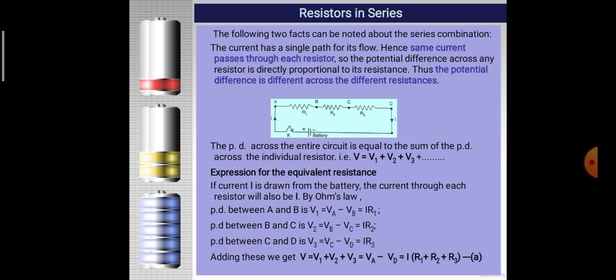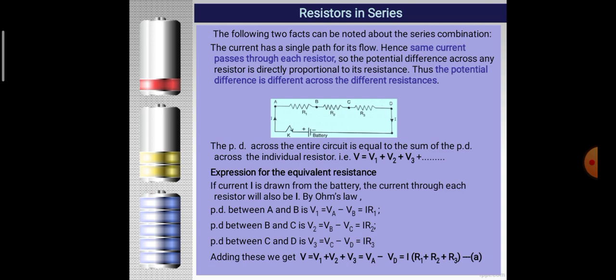The following two facts can be noted about the series combination. Students, what is highlighted, you should remember them. The current has a single path for its flow. Hence, in series connection, same current passes through each resistor. Remember this point. So, the potential difference across any resistor is directly proportional to its resistance.